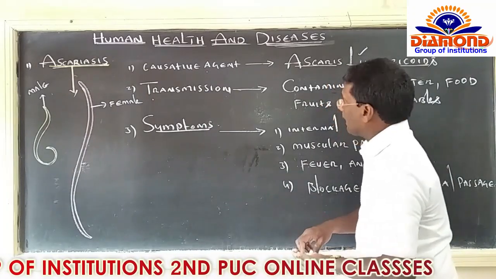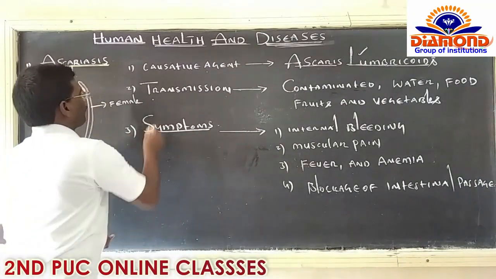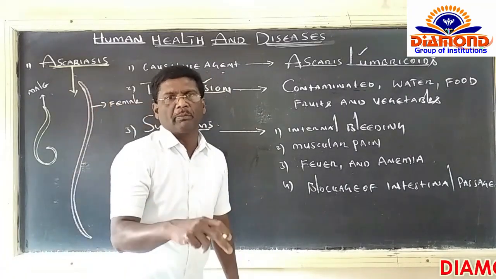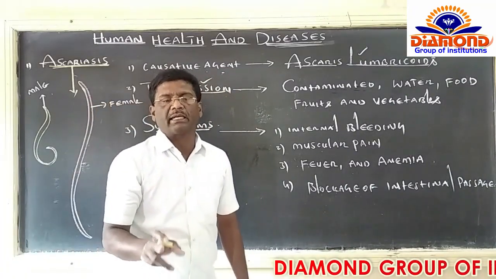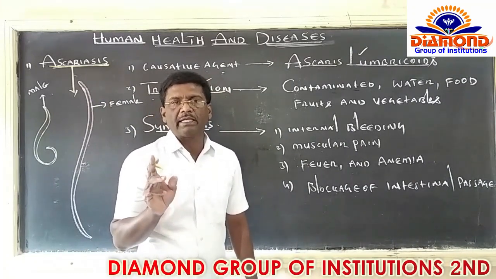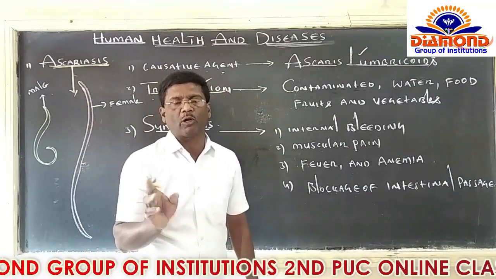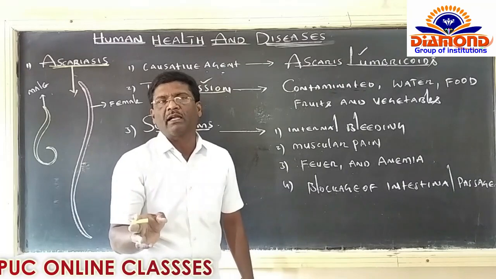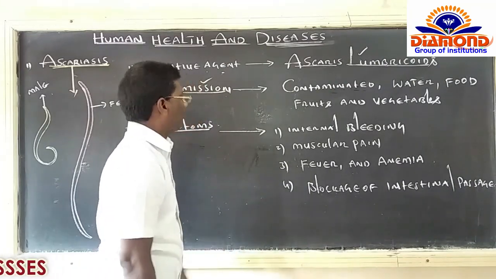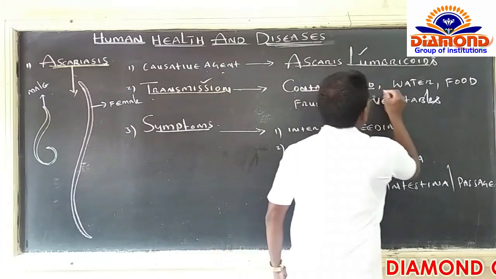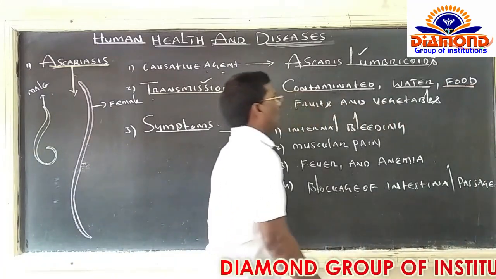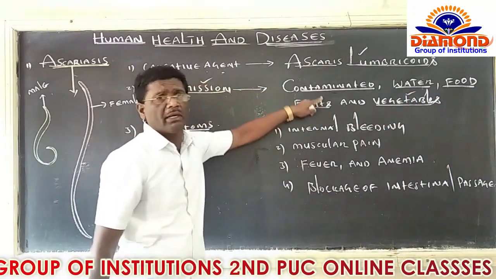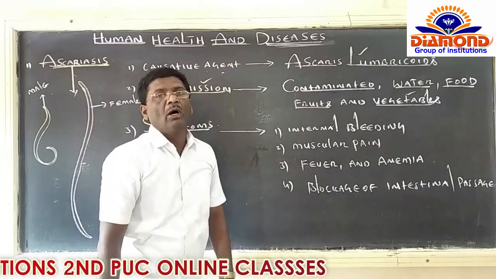Now come to the point here. The second one is how this disease can be transmitted from the environment to human beings. Transmission means how the disease agent transmits from one person to another, or how the causative agent is transferred from the environment to the human body. Have a look here. Contaminated water, number 1. Number 2, contaminated food material. Number 3, fruits, and number 4, vegetables. Contaminated means polluted.